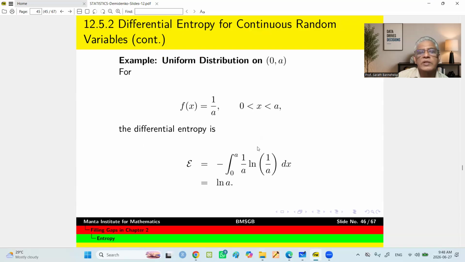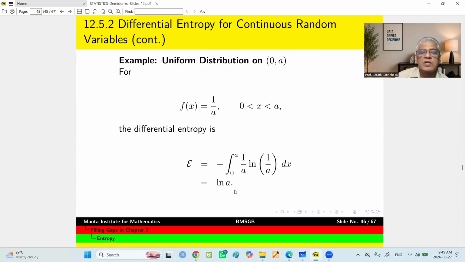So let's look at this example. Suppose you are considering a random variable x with uniform distribution in the interval 0 to a, where a can be any real number. Then the differential entropy is defined as negative integration from 0 to a. The density function is 1 over a, times log of 1 over a, dx. And when you simplify this, you get log a as the answer.